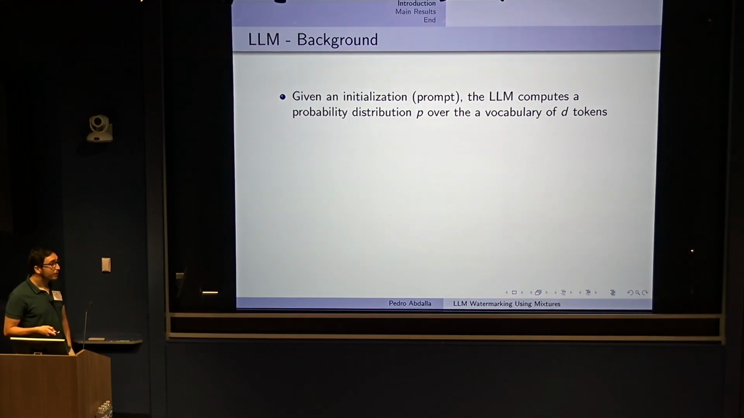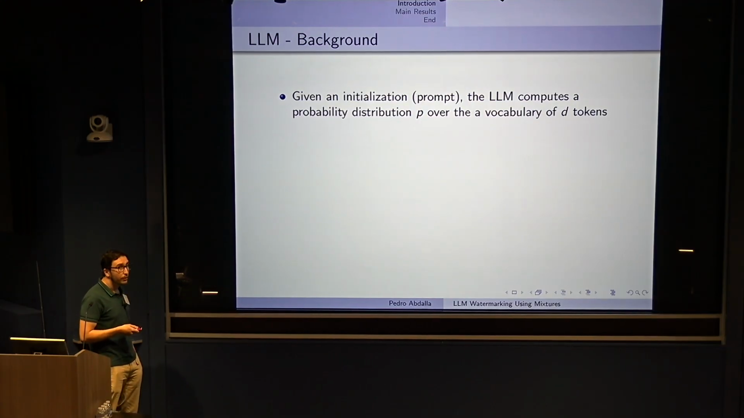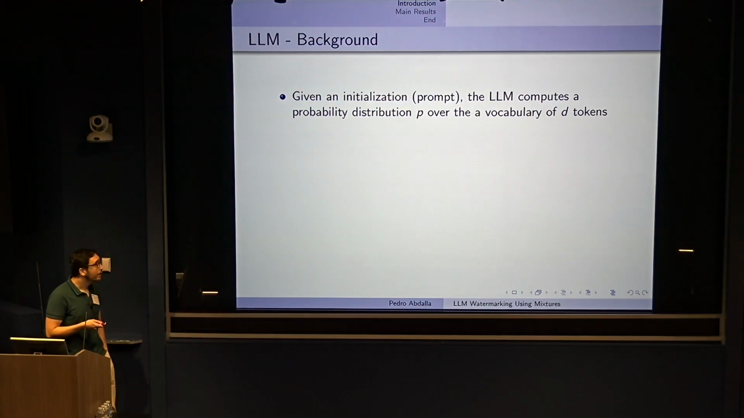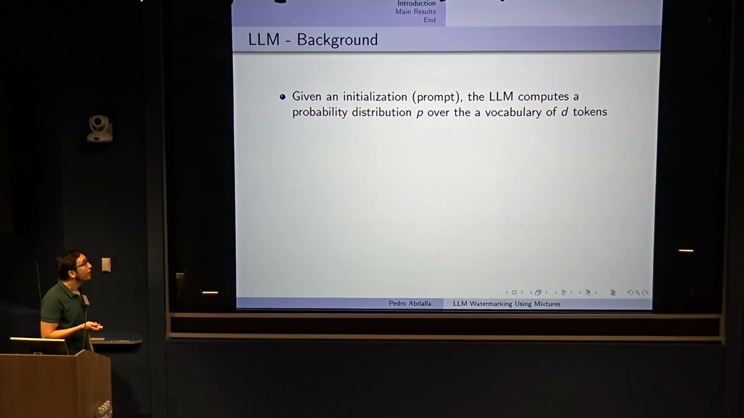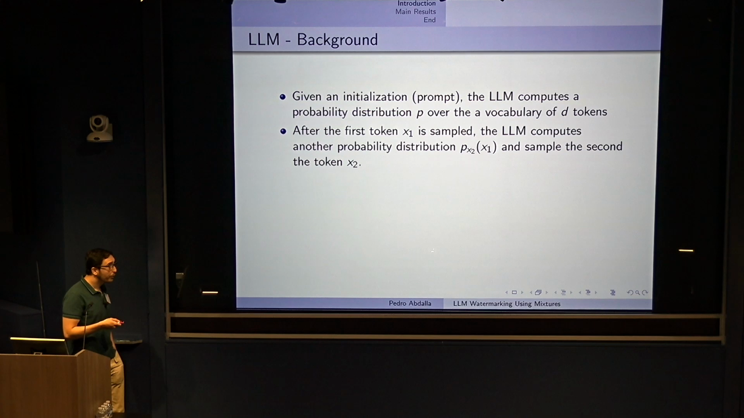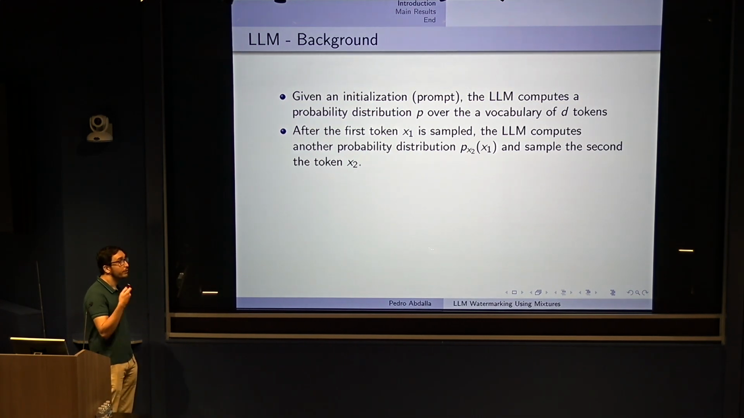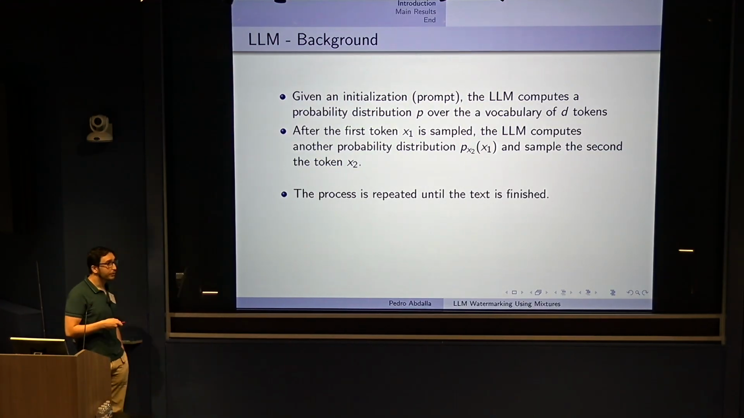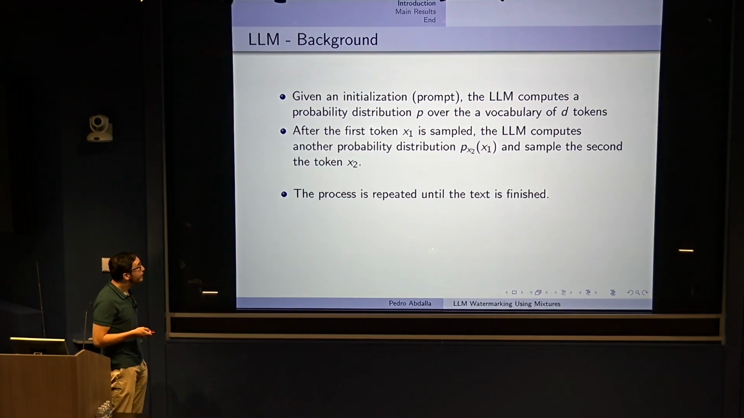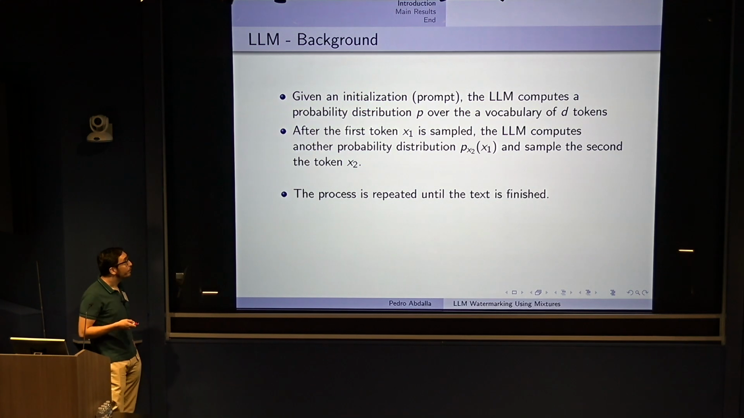Let's set up a common ground. For this audience it is probably a bit redundant, but just to make sure. We are going to use very little of the LLM machinery math. We just need the LLM to be a procedure that computes a probability distribution P over D tokens. More important is the autoregressive way: you sample the first token, the LLM computes another probability distribution, samples the second token, and computes another probability distribution. This second distribution depends directly on the last one, and the process is repeated until you finish the text. So you can view it in probability as a kind of discrete process.